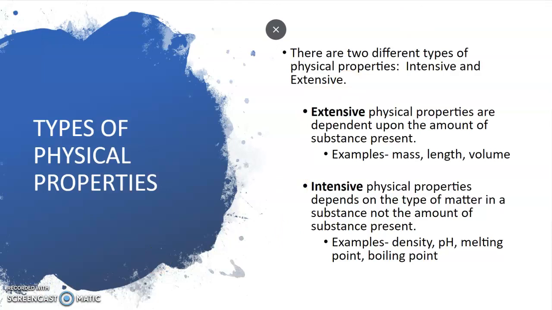Now, there are two different types of physical properties, intensive and extensive. Extensive are dependent upon the amount of the substance present. So examples of this would be like mass, length, and volume. So these things can change based on if you add or take away the substance.